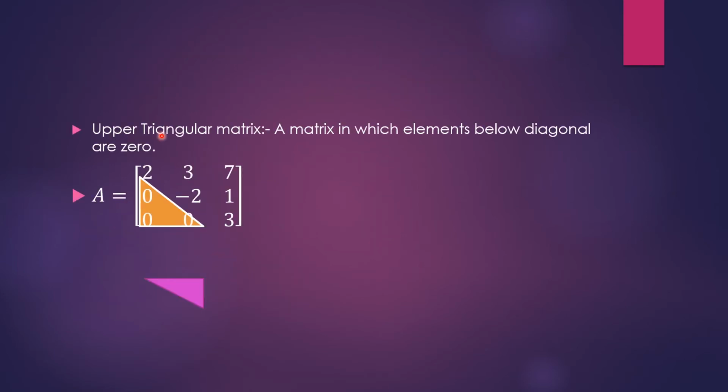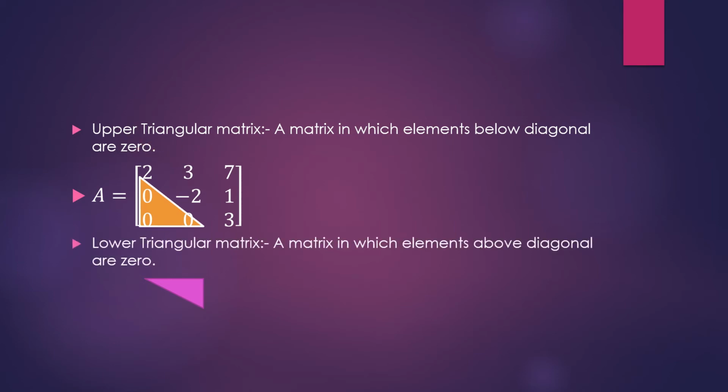Next, we have the upper triangular matrix, a matrix in which elements below the diagonal are 0. We know that this is the diagonal. So elements below this diagonal are 0, and this matrix is called upper triangular. In the same way, elements above this diagonal are 0, so they are called a lower triangular matrix. A triangle has become 0, and that too above the diagonal, so it is lower triangular. If it is below the diagonal, it is upper triangular.